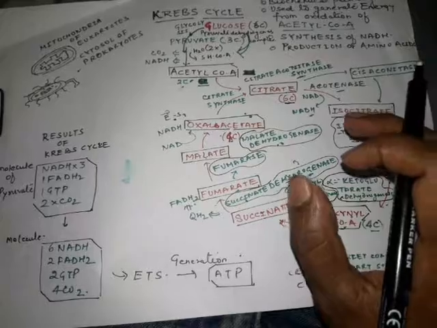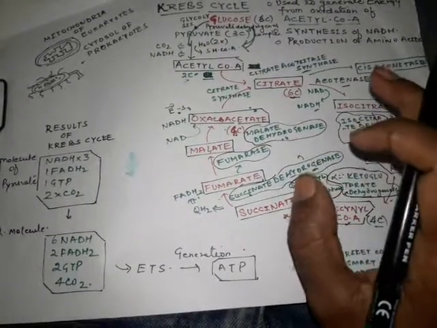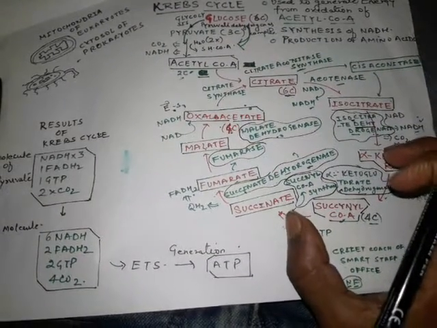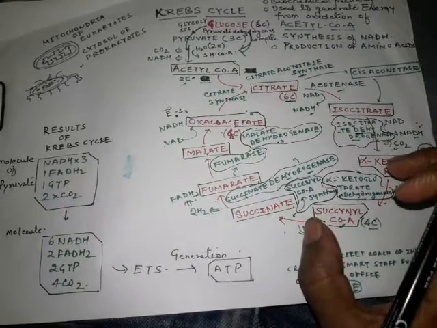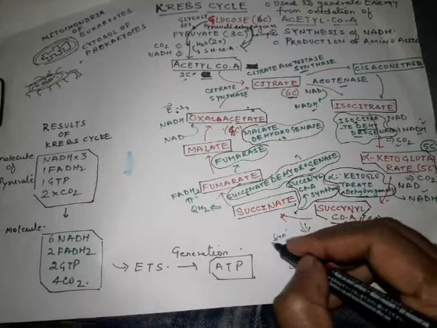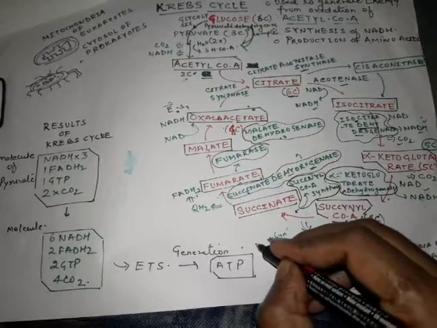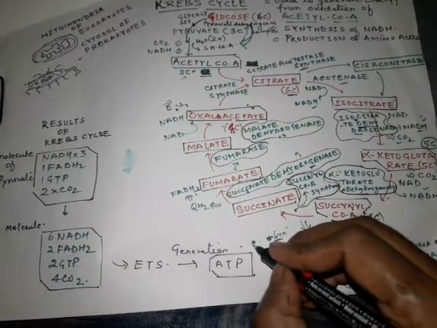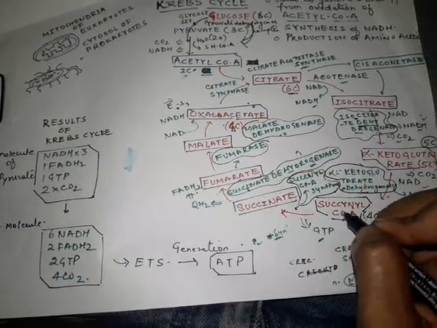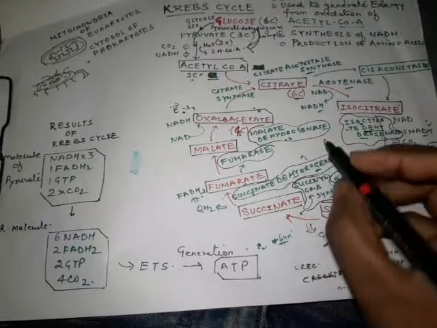So how will you learn? First of all, you should know that in this cycle, some new molecule is formed. When a new molecule is formed, then a synthase enzyme is involved. The name of the substrate is written down here, like succinyl coenzyme A synthase. On the basis of the substrate, it is mentioned here, and then synthase is added. Then dehydrogenase.